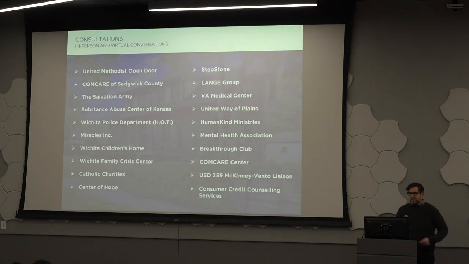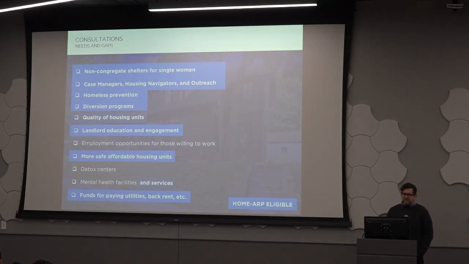So the needs and gaps. We talked with about 20 or 22 of the organizations doing the work here in Wichita, in person and in virtual conversations, one-on-one with each organization, so we could get to the root of what the people doing the work saw as the needs, gaps, and priorities. And what rose to the top were several things. A quick note on this graphic: those highlighted in turquoise are things HOME-ARP can fund. Those that are hatched, turquoise and black, could partially be funded or qualify for HOME-ARP funding.